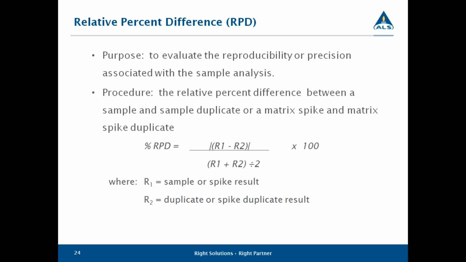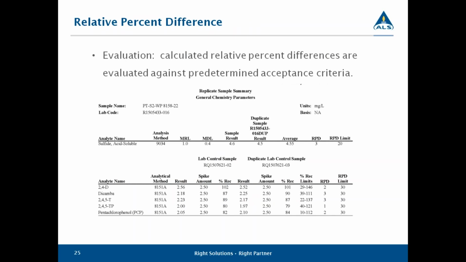What you see here is the calculation that we use to determine the relative percent difference between a sample result and a duplicate, or a matrix spike and a matrix spike duplicate, or an LCS and an LCS duplicate. So let's see what we have here. We're taking a look at the calculated relative percent difference and evaluating it against predetermined acceptance criteria. So we have a couple different representations here.